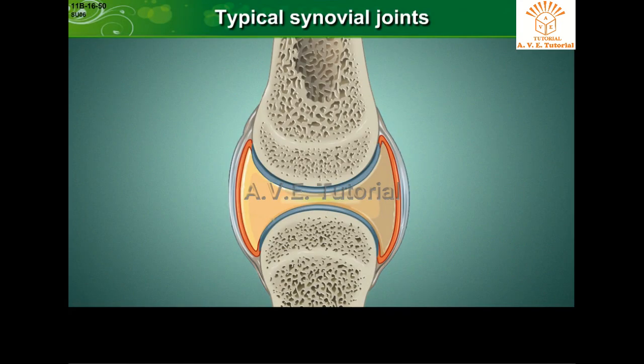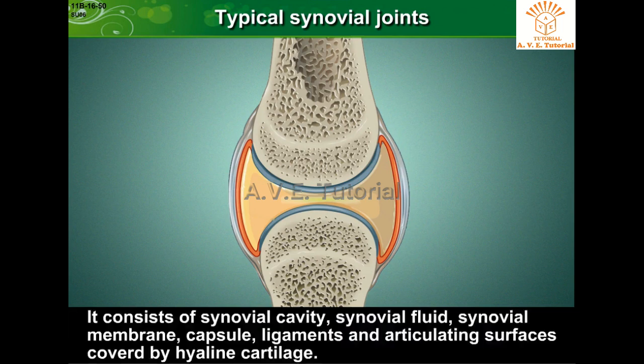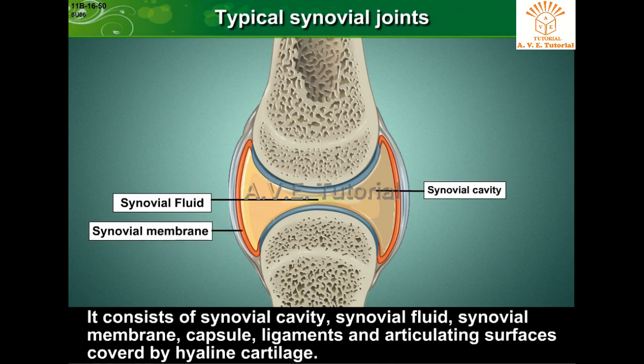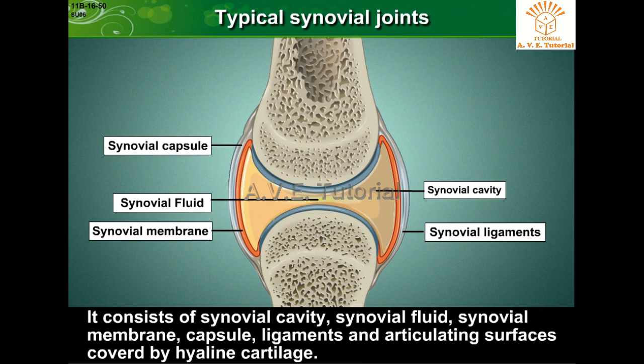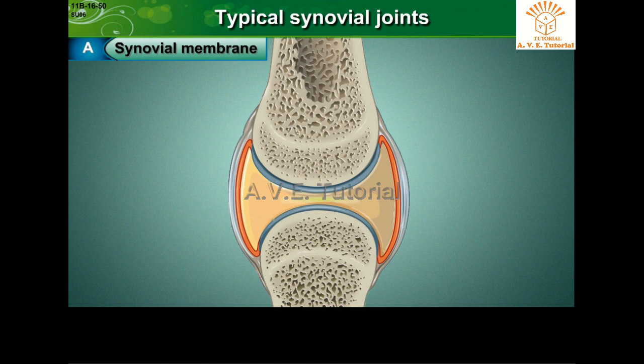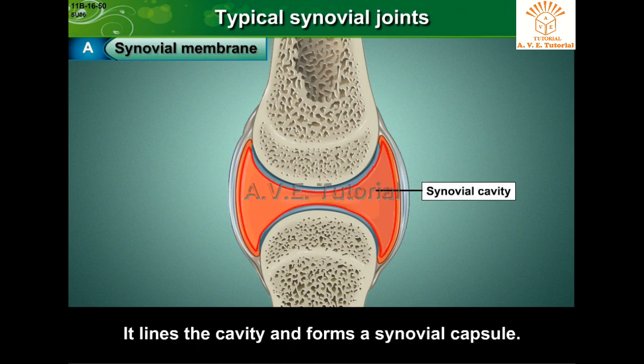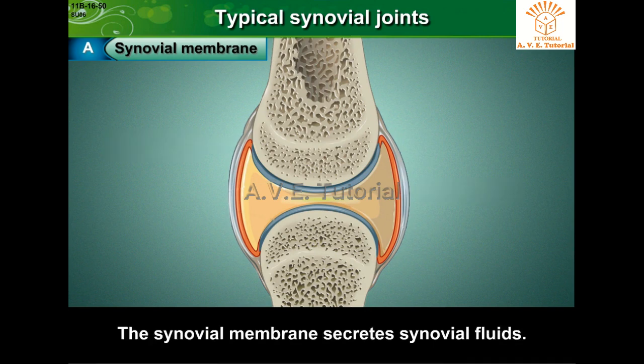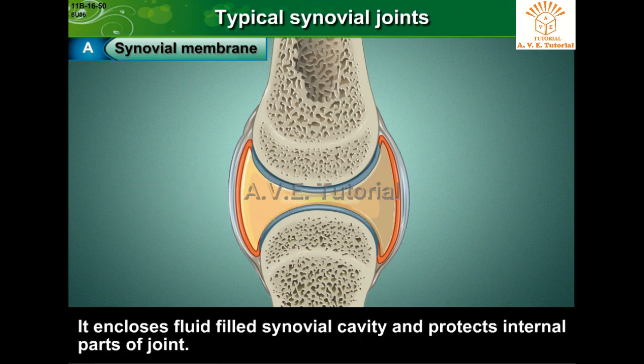Typical synovial joint. It consists of synovial cavity, synovial fluid, synovial membrane, capsule, ligaments, and articulating surfaces covered by hyaline cartilage. A. Synovial membrane. It lines the cavity and forms a synovial capsule. The synovial membrane secretes synovial fluid. It encloses the fluid-filled synovial cavity and protects internal parts of the joint.